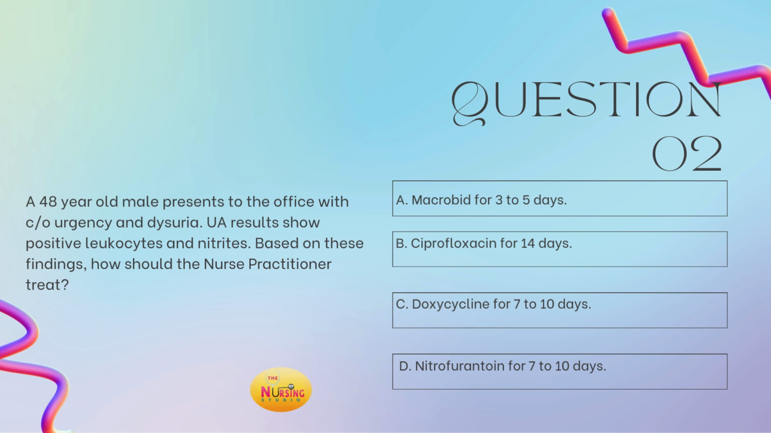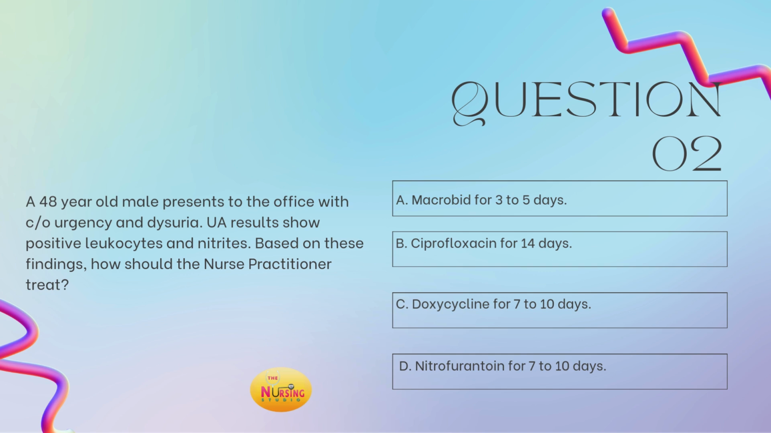We have a 48-year-old male who comes in with urgency, dysuria, positive leukocytes and nitrites. So we're looking at a UTI. Being that he is male, this is considered complicated. Remember, the elderly, pregnant women, men, those are criteria that fall under complicated UTIs, right?